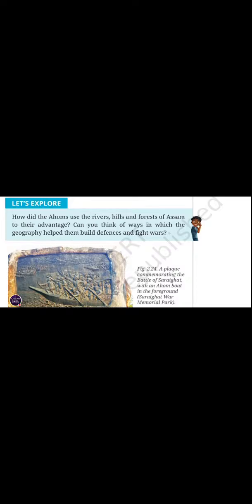The nature helped Assam as a protector. The rivers, on that the boats were fleet, which helped for fast traveling.